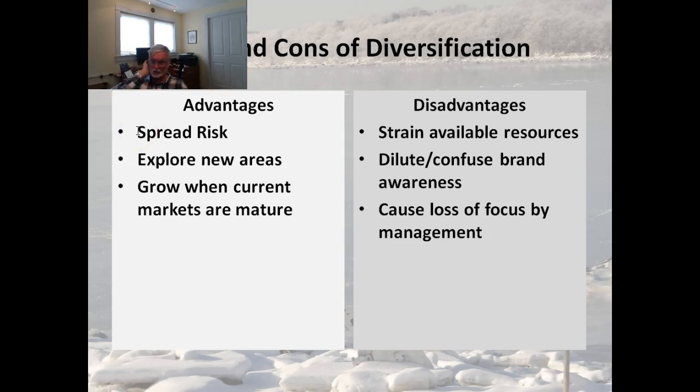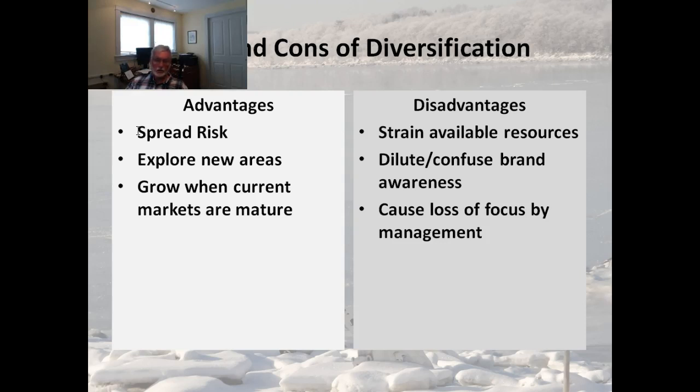Pros, we've already talked about. The advantages of diversification is that it spreads risk. So if the insurance market is down and the Dairy Queen market is up, then Berkshire Hathaway still has some part of their business growing. It allows you to get into new areas, and when you're in markets that are mature, it allows you to grow in other ways.